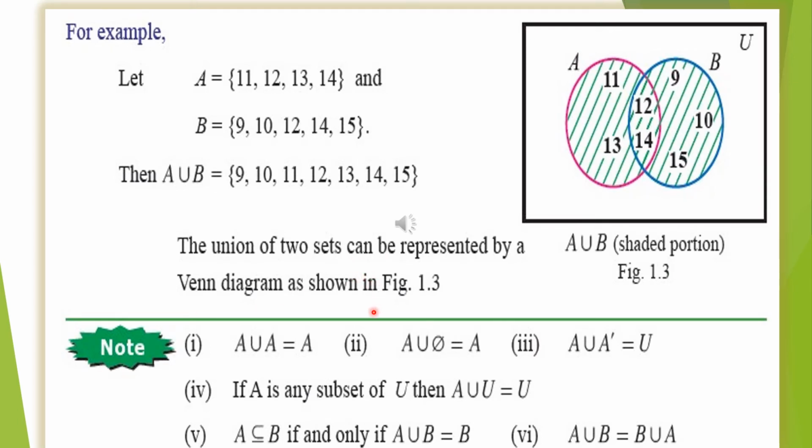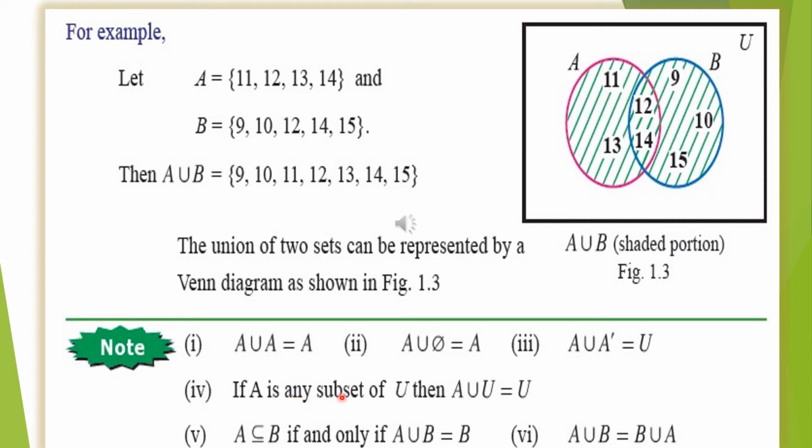Now there are a few properties about the union. First, A union A will be equal to A. A union ∅ will be equal to A itself. Now third, A union A complement will be equal to the universal set. We will see that later on.